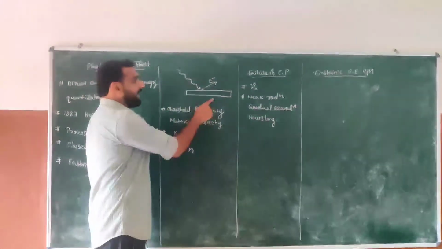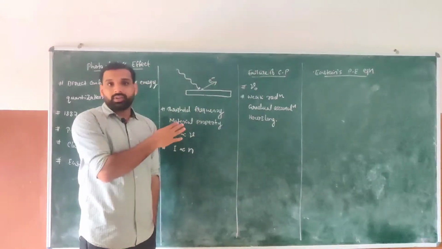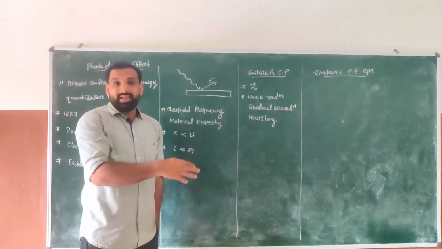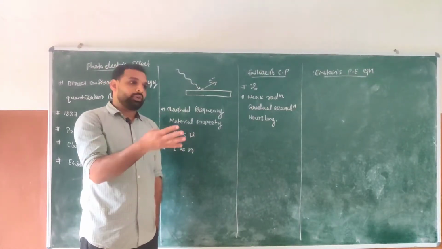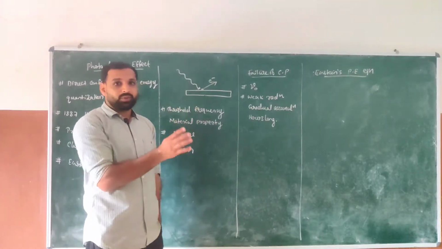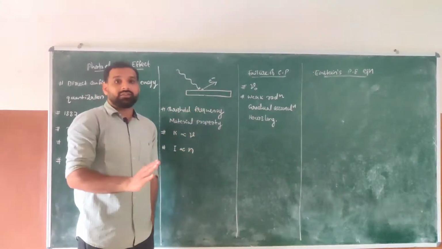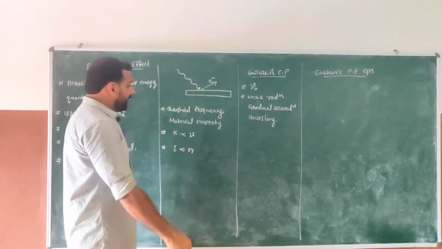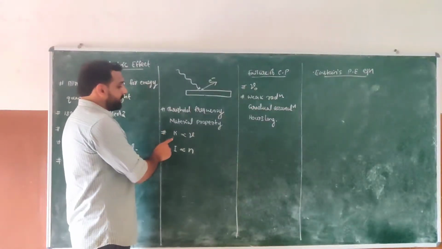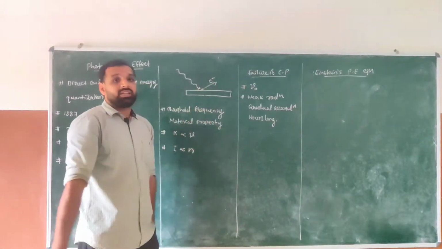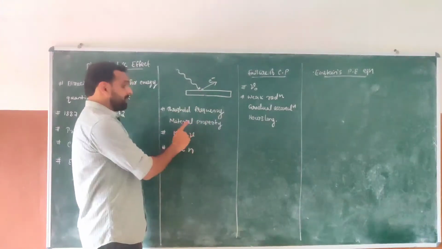If it is an iron piece, the threshold frequency will have some value, and if it is lead, it will have a different value. For aluminum, it will be different. So this threshold frequency is a material property, the property of the metal. Now the second observation is that the kinetic energy of the ejected electron is directly proportional to the frequency.